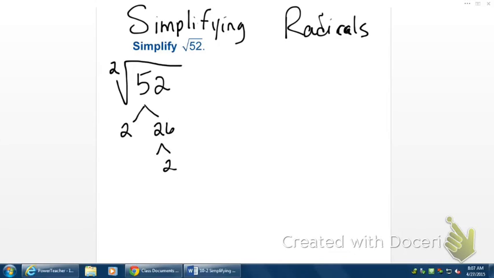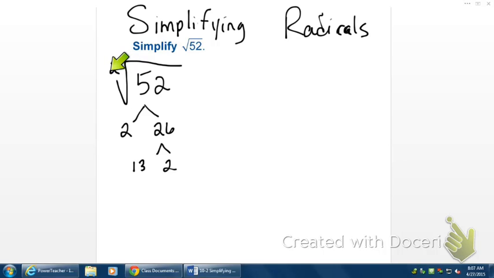Now, can anything go into 13, 2, or 2? Okay, so we're done. We're done factoring this thing. We've gone as far as we can. Now, this is the part that I think is the easy part. If this is a square root, this right here tells you how many you're looking for.